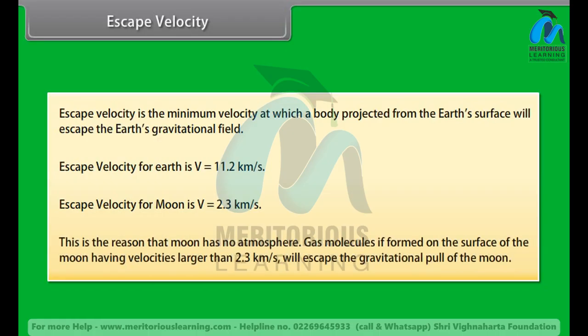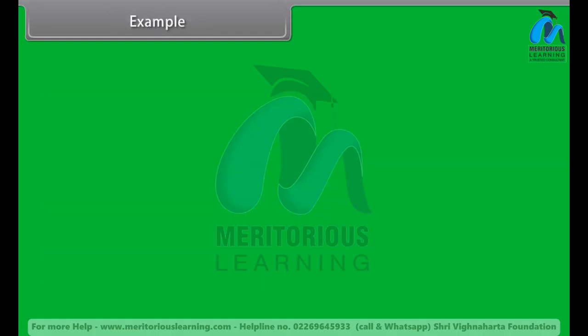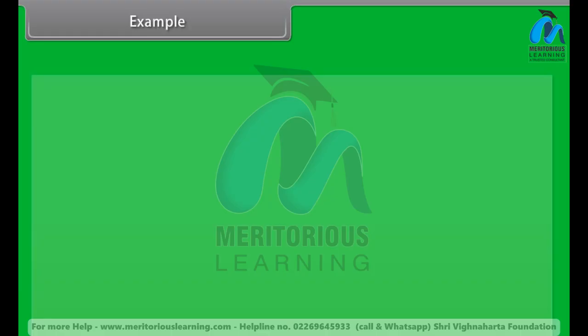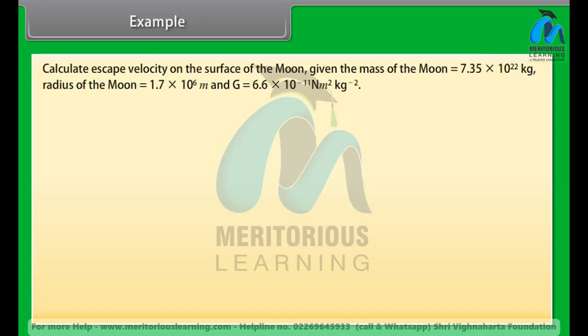This is the reason that Moon has no atmosphere. Gas molecules, if formed on the surface of Moon having velocities larger than 2.3 km per second, will escape the gravitational pull of the Moon. Example. Let's take an example of escape velocity. Calculate escape velocity on the surface of the Moon, given the mass of the Moon, radius of the Moon, and value of g. Let's see the solution.